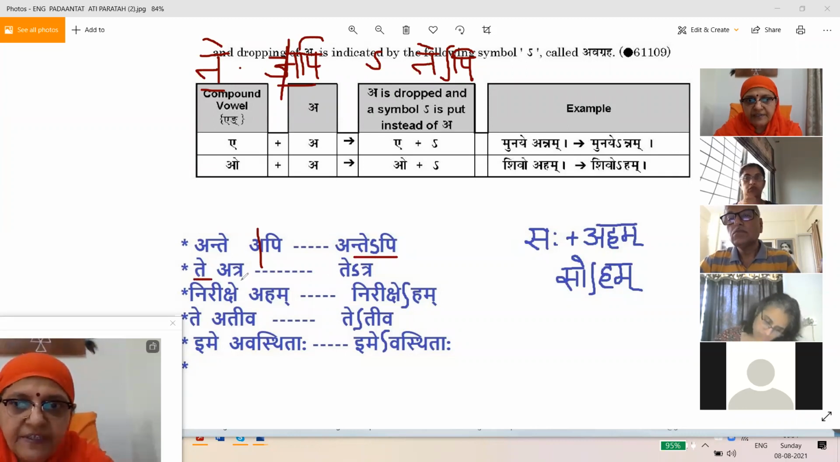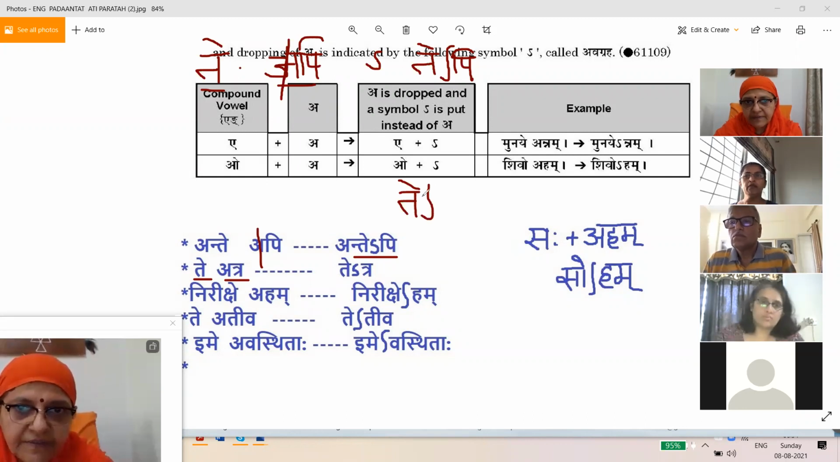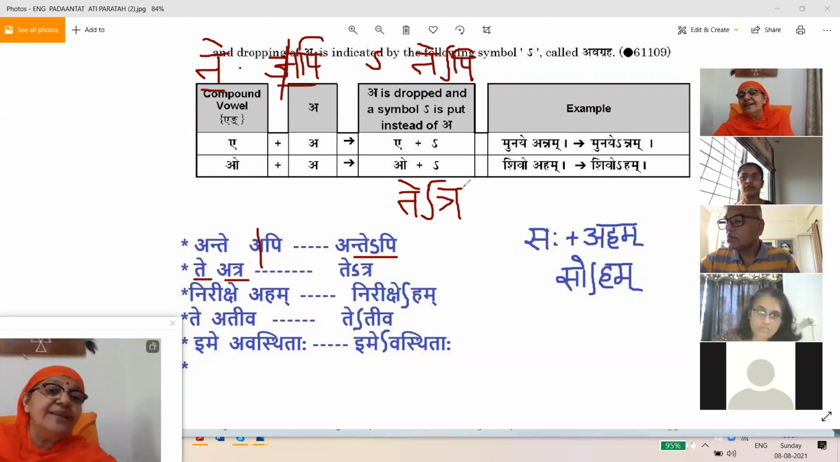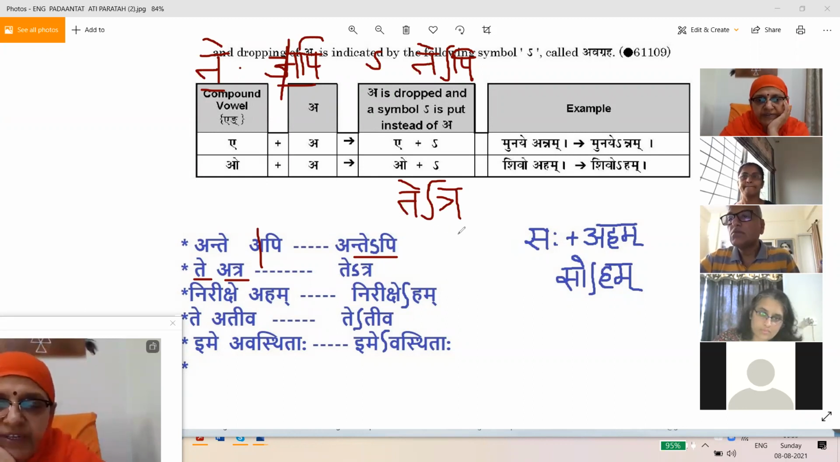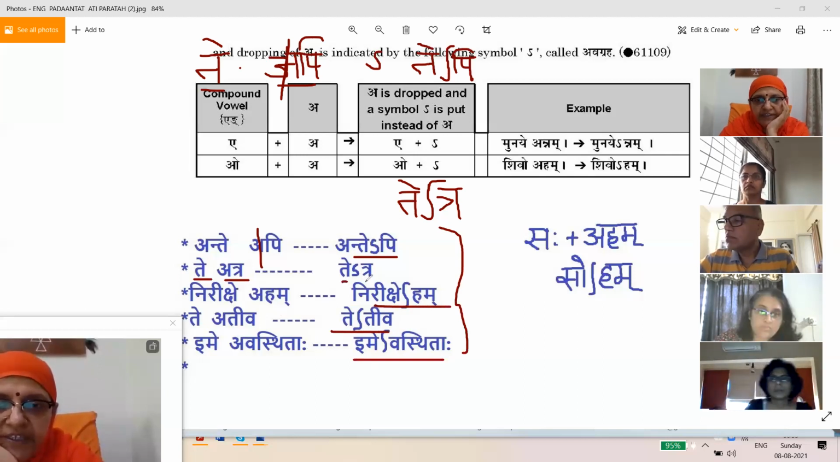Te plus atra. So a is again elided. Te, like this, and tra. Now you can go through the Gita; you have seen many like this. What I have taken is from the Gita only. Te avasthita yuddhe, ime avasthita, te ativa me priyaha, niriksheham, te atra samagataha. All are from the first chapter only.